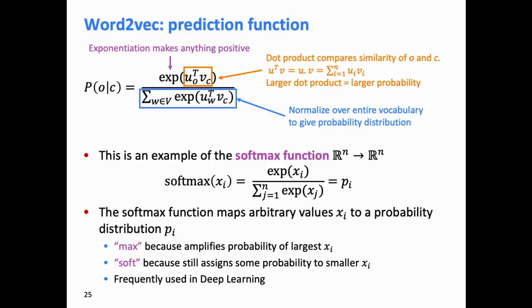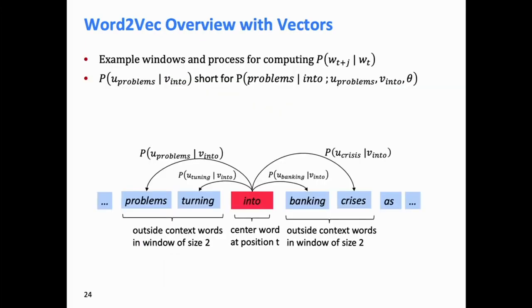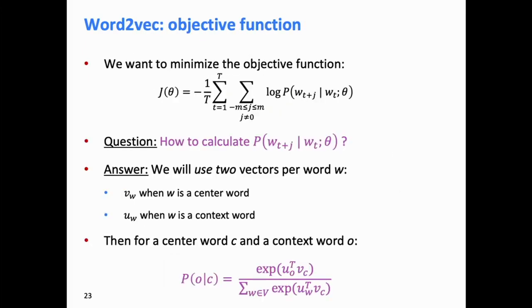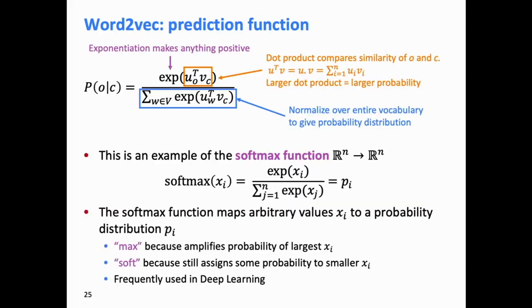Okay, so now we have a loss function. We have a loss function with a probability model on the inside that we can build. And so what we want to be able to do is then move our vector representations of words around so that they are good at predicting what words occur in the context of other words.